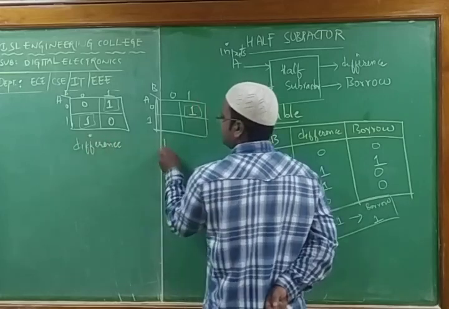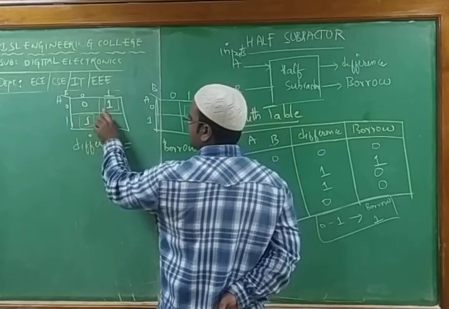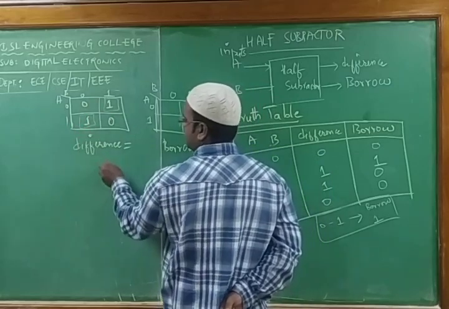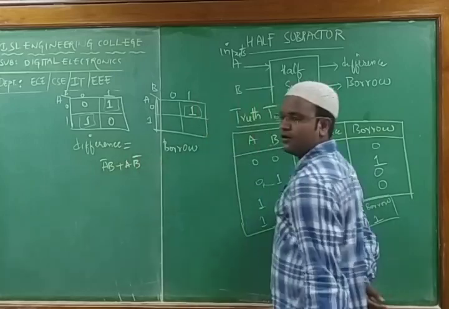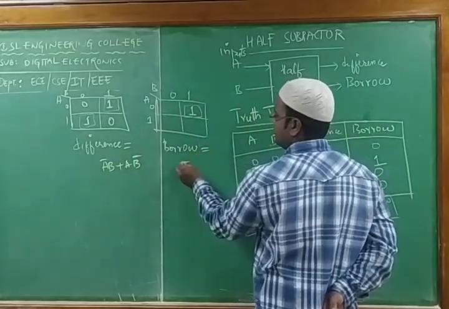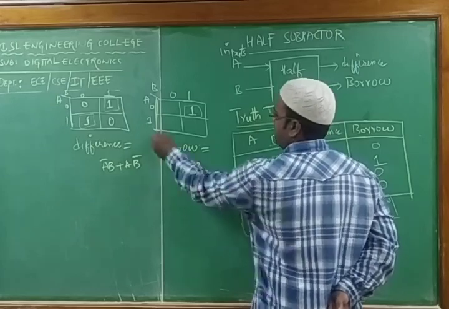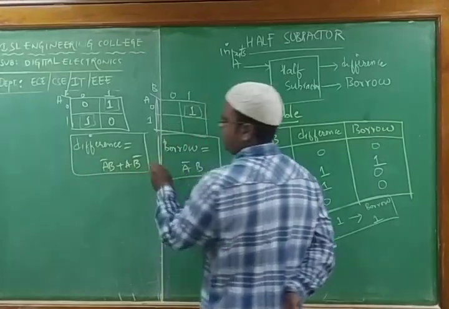Next is for borrow. So for difference, what is the value here? A bar B plus A B bar. Now for borrow, what is the value here? A bar and B. So I can write it as A bar and B. This is for borrow. This is for difference.